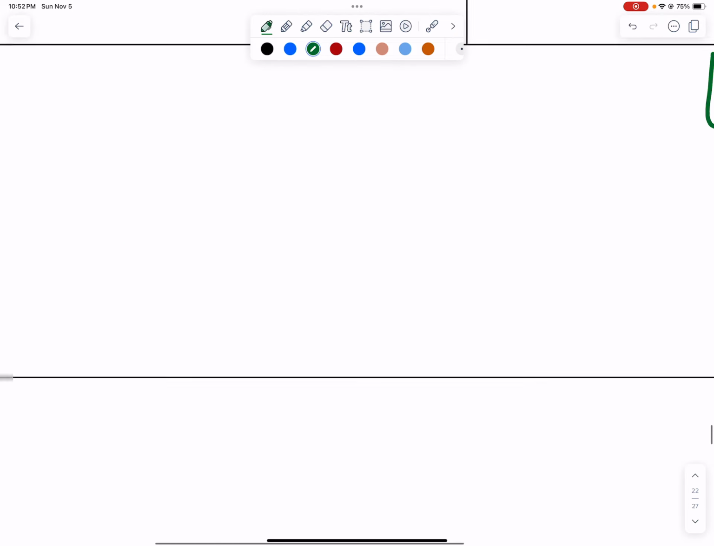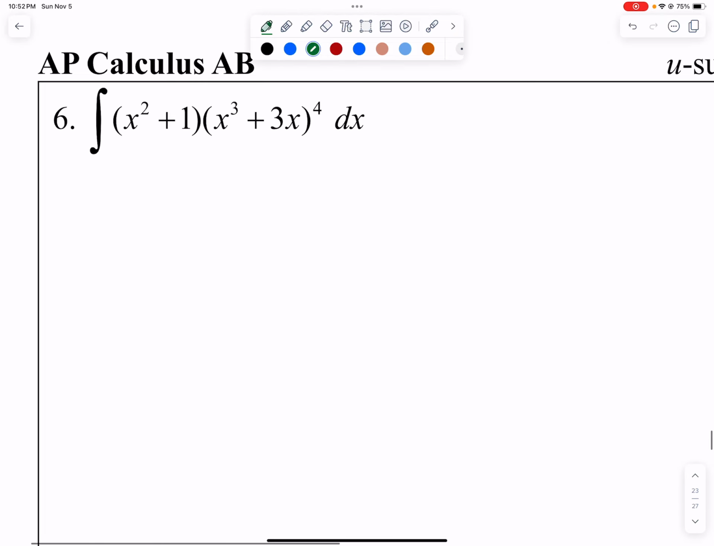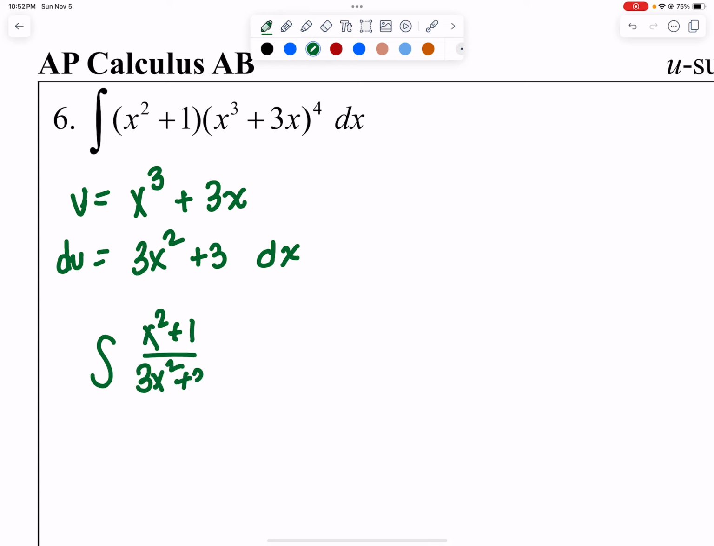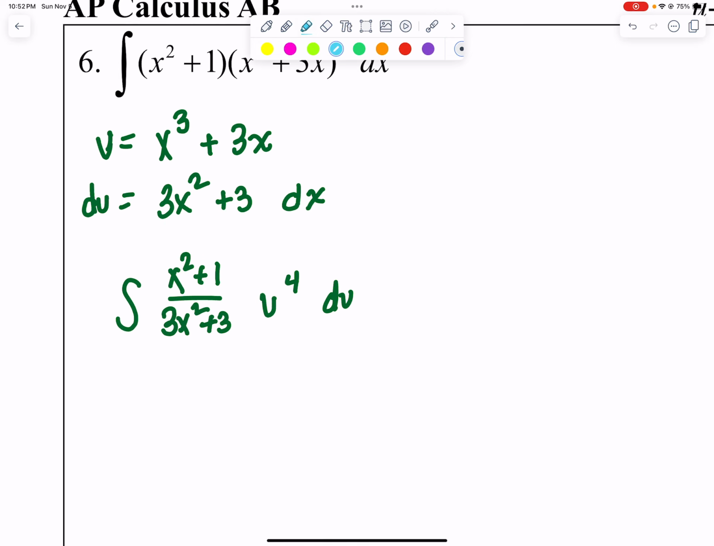So, number 6. I'm going to set u to be my composition, whatever my composition is. In this case, x to the 3rd plus 3x. I'm going to find du. So du is going to be 3x squared plus 3 dx, which means I'm going to have the integral of x squared plus 1 over 3x squared plus 3 u to the 4th du.